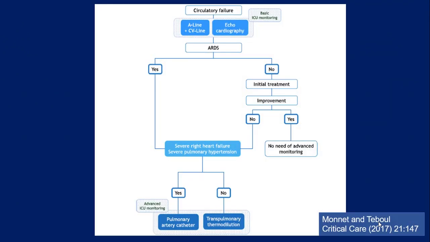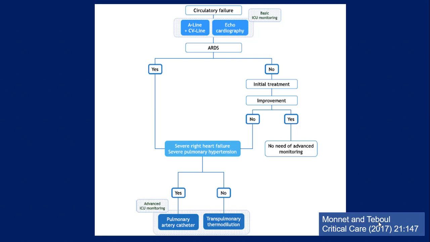So in a patient who is having circulatory shock, we put an arterial line, a central line, or we start echocardiography. These 3 things are in the basic hemodynamic monitoring. If my patient is having ARDS, with severe right heart failure and severe pulmonary hypertension, then one can go for a PA catheter. If there is no right heart failure or severe pulmonary hypertension, one can go for transpulmonary thermodilution.